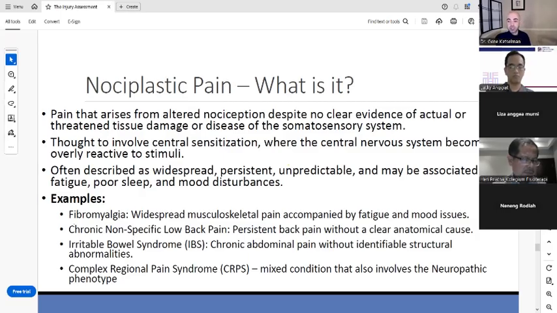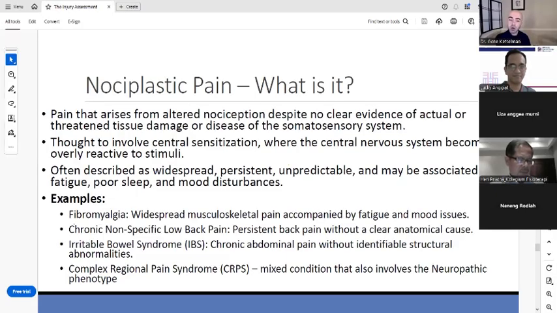So examples of these conditions that you may have seen, number one, fibromyalgia. If you ever work with patients with fibromyalgia, that is classic nociplastic pain. So widespread musculoskeletal pain that's accompanied by fatigue and mood issues. Also, chronic nonspecific low back pain. So persistent back pain without a clear anatomical cause. So these are your back pain patients where just everything hurts. They've been having pain for 3 years, 5 years, 10 years, 20 years, and there's no pattern. It's not associated with one specific thing. It's just everything hurts. Or it's completely unpredictable. Sometimes it hurts, sometimes it doesn't, and we're not really sure what's going on.